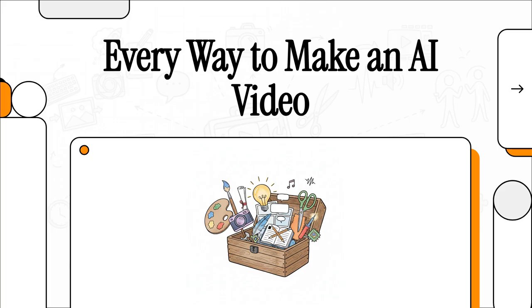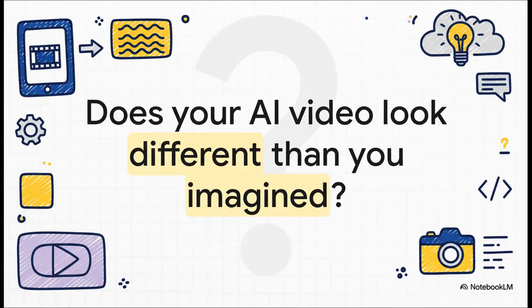Let's do this. Does this sound familiar? You spend hours, maybe even days, crafting what you think is the perfect prompt. You hit generate, you wait, and the result is, well, it's not quite what you had in your head, is it? It's probably the most common frustration in AI video. You have this crystal clear picture, but getting the AI to see that same picture? Yeah, that's a whole other story.